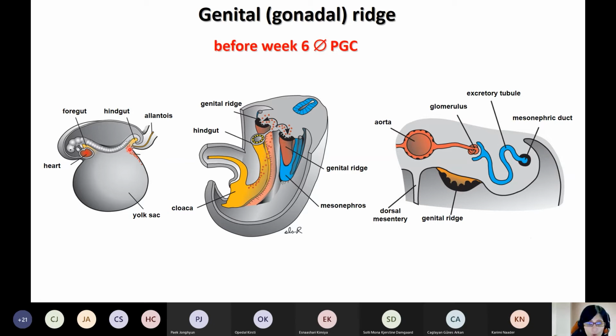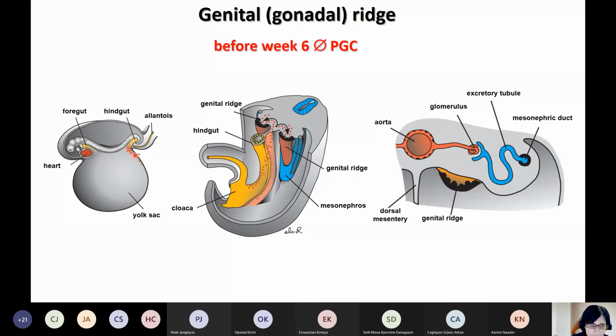The other role is of the genital ridge. The genital ridge is found, this brownish blackish structure here on the posterior body wall. This is the genital ridge. This is formed by the intermediate mesoderm on the medial side of the developing kidney here. The PGCs are now in this stage in the wall of the yolk sac, but during the beginning of the 5th week, they start their migration.